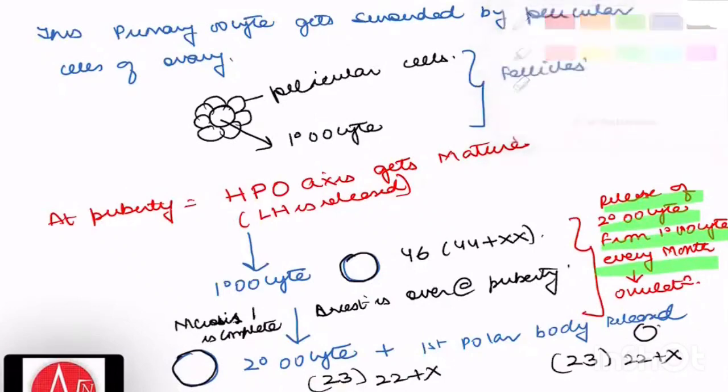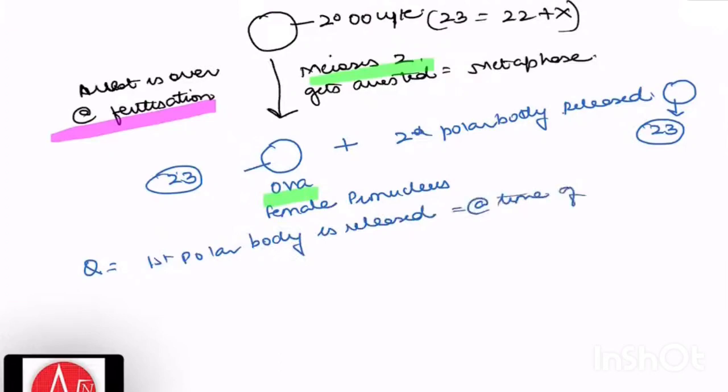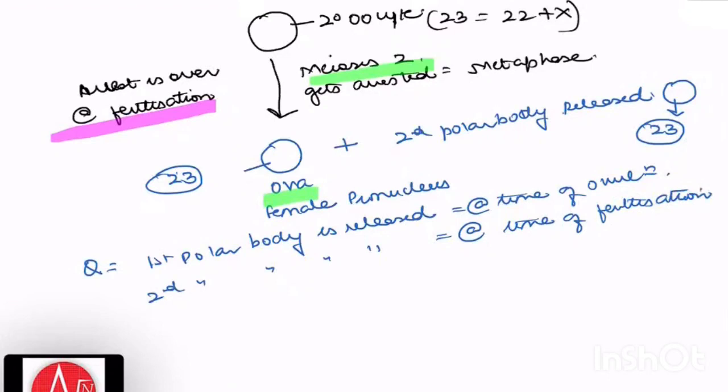Now, because release of secondary oocyte from primary oocyte is called ovulation, if I ask you 2 questions: when is the first polar body released? First polar body is released at the time of ovulation. And when is the second polar body released? Second polar body is released at the time of fertilization.